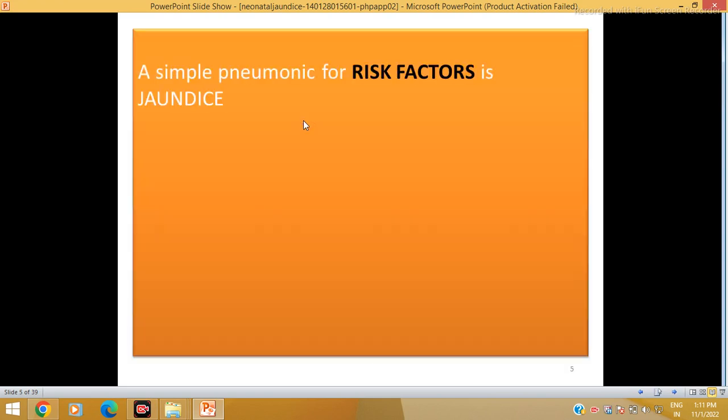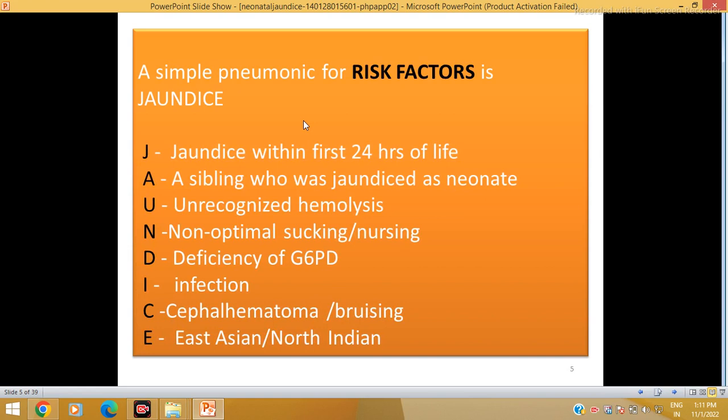Then a simple mnemonic for the risk factors in jaundice. J is jaundice within the first 24 hours of life. A is a sibling who was jaundiced as a neonate. So if anyone has a sibling with a history of jaundice at birth, they are also at higher risk for jaundice. And unrecognized hemolysis: if the baby has some secondary illness like a blood disorder, or hemodynamic issues, there are also more chances of jaundice.